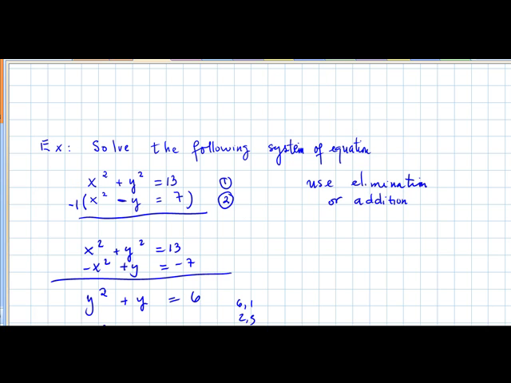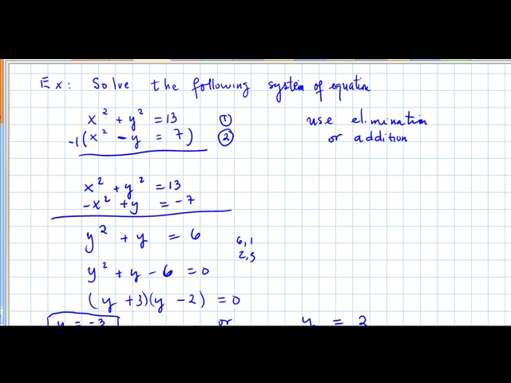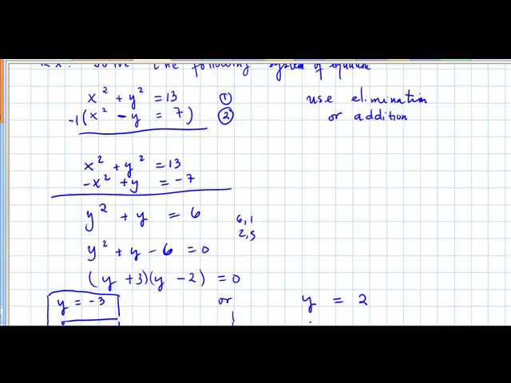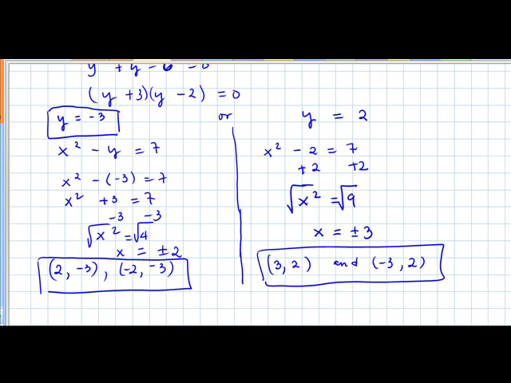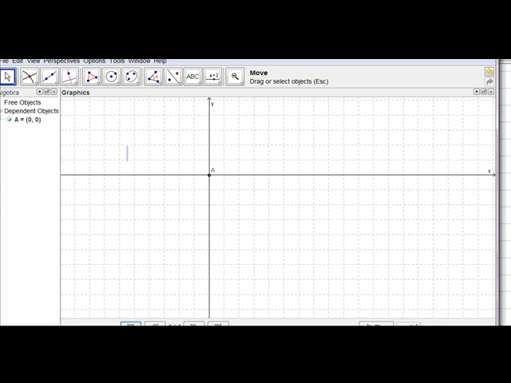Now what I'm going to do is check this by graph. I'm using a program called GeoGebra. It's a free program you can download from the website. You can go to www.geogebra.org and download it straight.